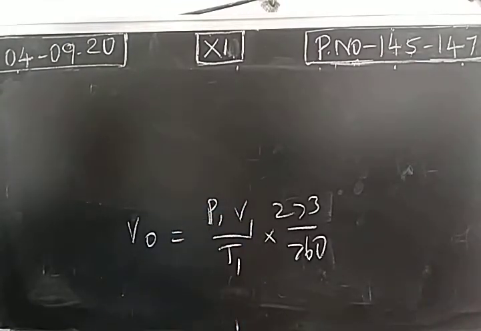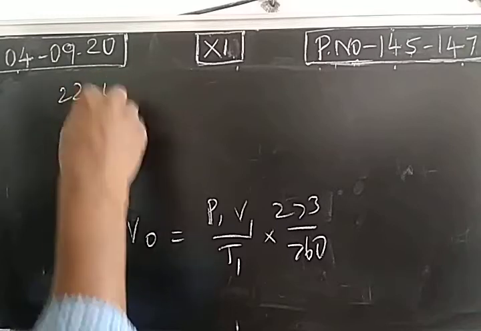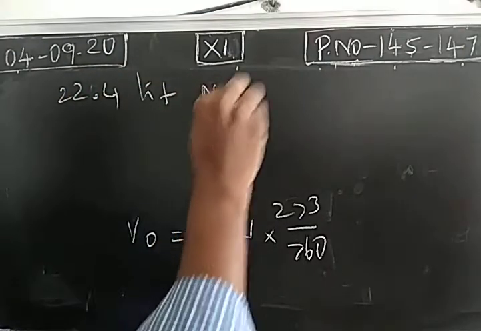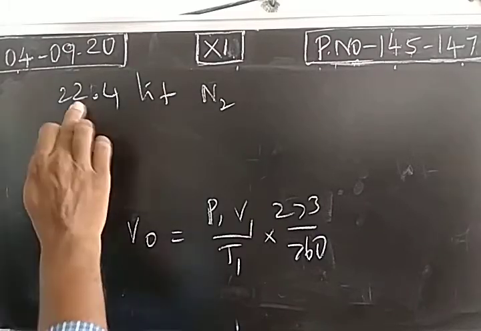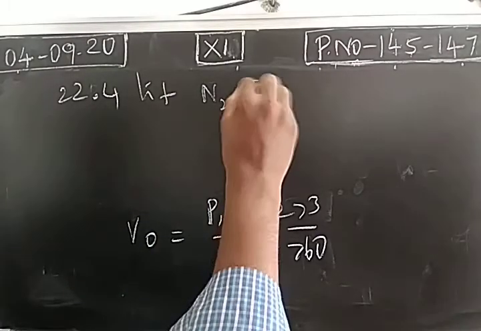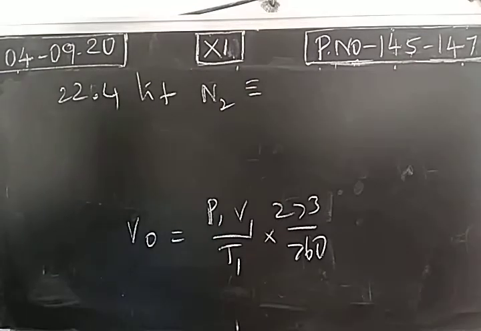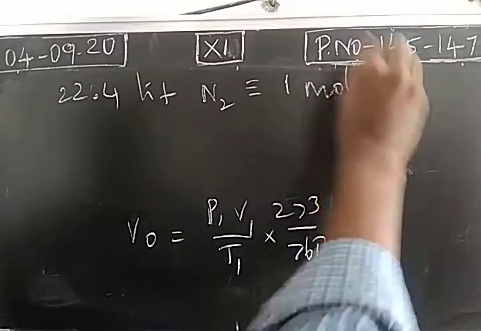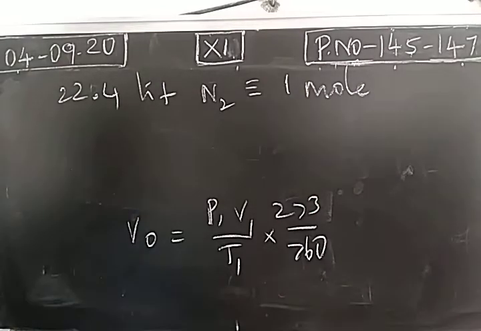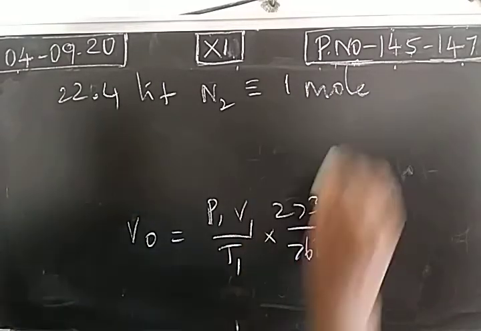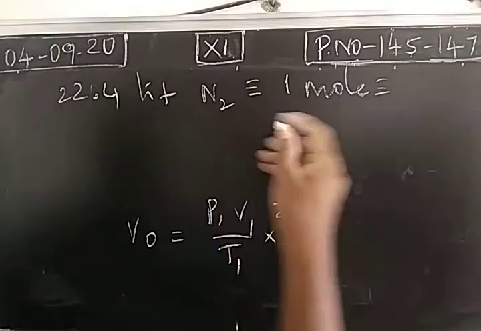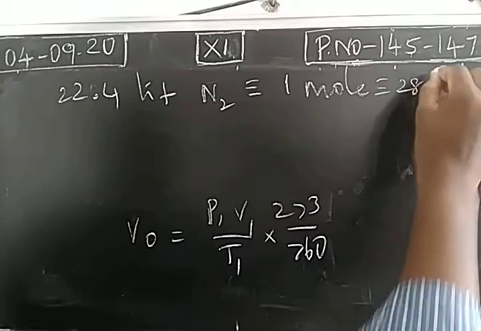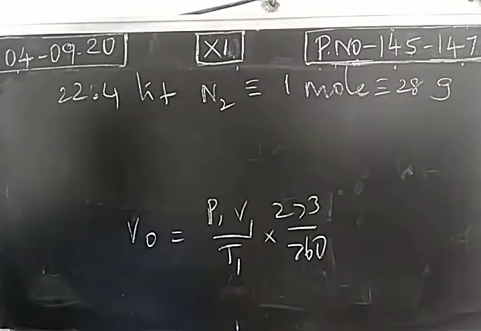Okay, next, consider 22.4 liter nitrogen gas. We take nitrogen gas in a container. The volume is 22.4 liter. That means what about the number of moles? This is 1 mole of substance, as you studied in 10th. 22.4 liter is nothing but 1 mole of substance. 1 mole of substance means the molecular mass of the substance in grams. Molecular mass of N2, 28 gram. So 28 gram nitrogen.